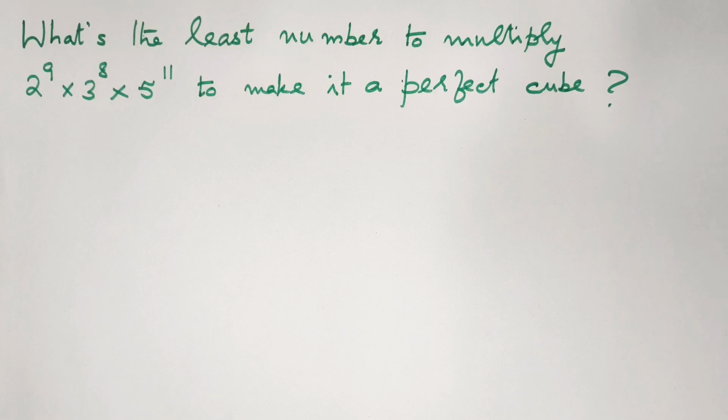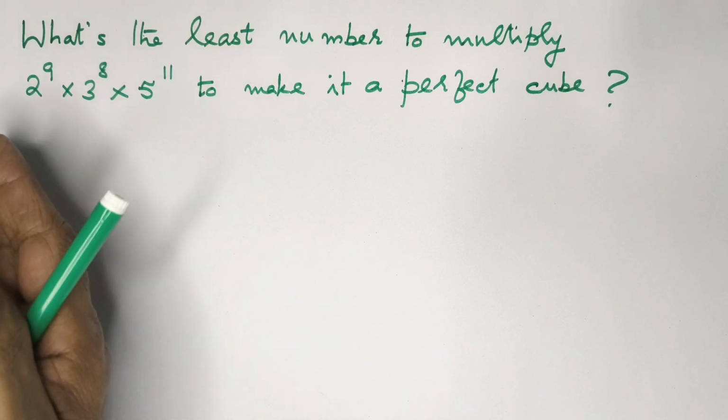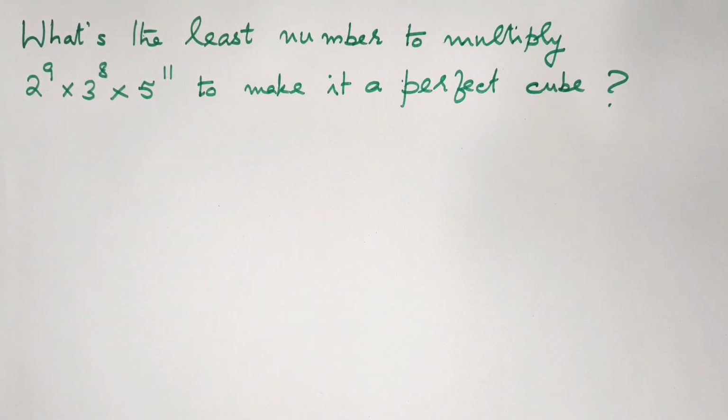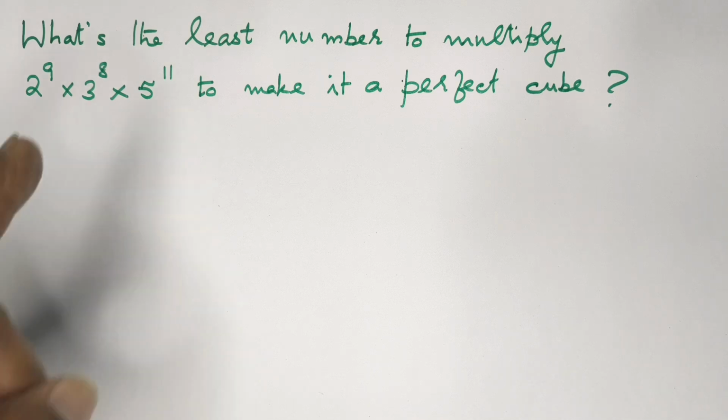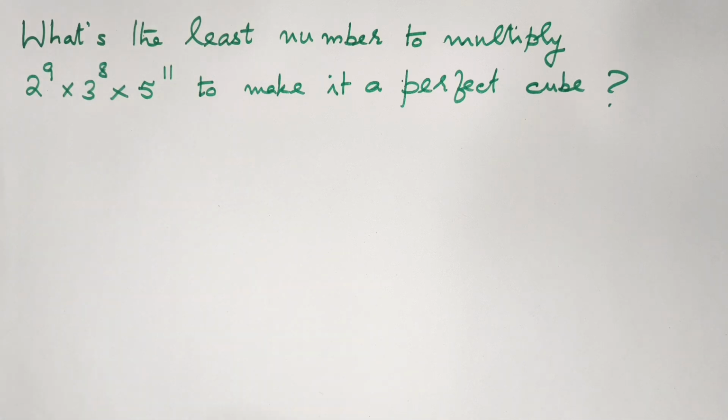Hi friends, we are looking at an interesting problem from number theory. The problem is this. There is a number given like 2 to the power of 9 multiplied by 3 to the power of 8 multiplied by 5 to the power of 11. We are asked to find out the least value of another natural number with which this is to be multiplied so that it gets converted into a perfect cube.